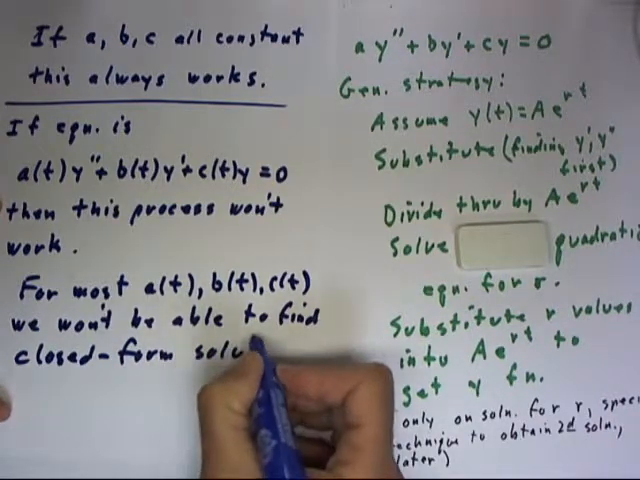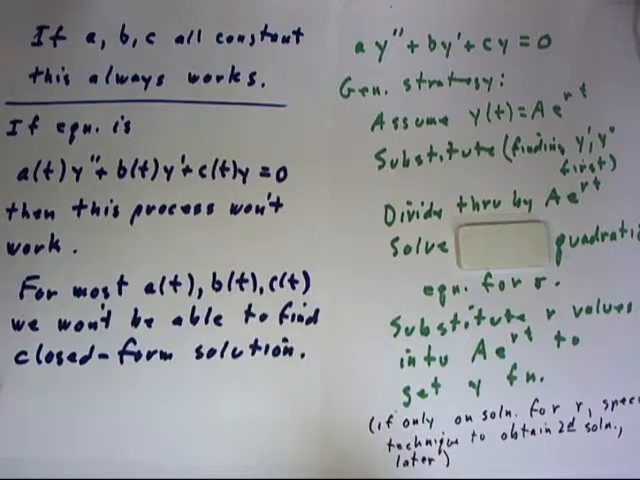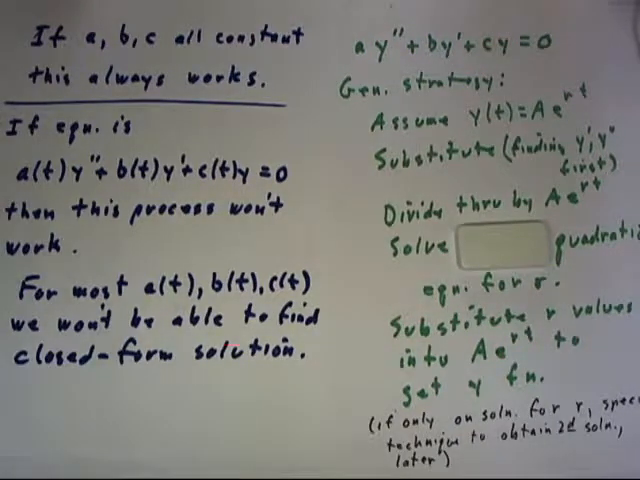solution. Now, what do we mean by a closed form solution? A closed form solution is just one where we can actually write out the function in terms of sines, cosines, exponentials, and so forth.